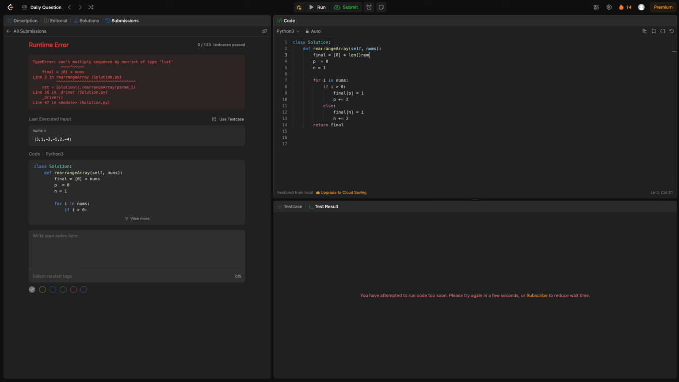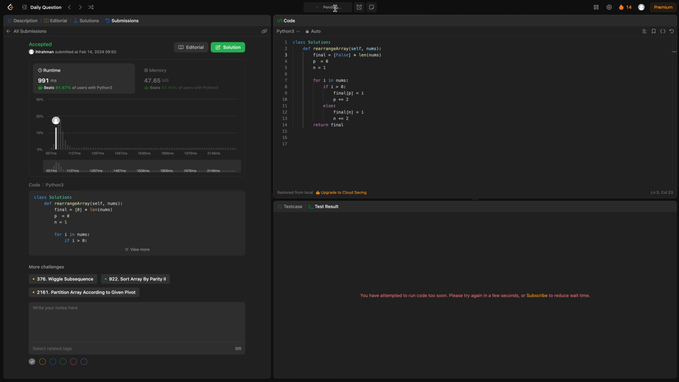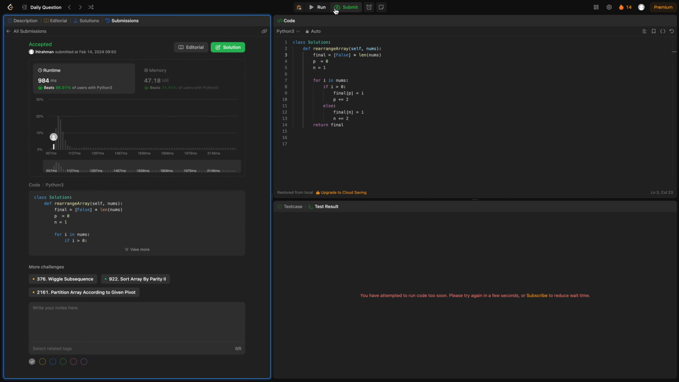I wonder though if I put like a boolean instead of 0, if it would be any faster, since it's just 0 bytes or bits. Okay, let's try. Okay, yeah, it's basically the same thing.